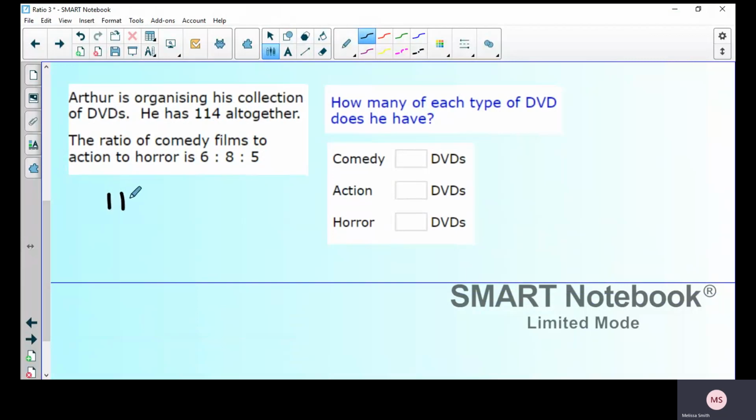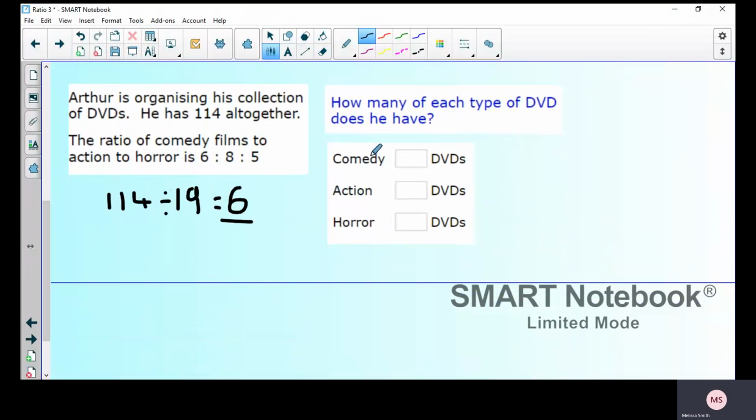So we have to do our 114 divided by the total number of parts. So 6, add 8, add 5. What is that? That's 19. Now again, use whatever method you feel comfortable with to get your answer. You need to do 114 divided by 19, which is 6. Once you've got your answer, it's the final step where you have to times your answer by the total ratio.